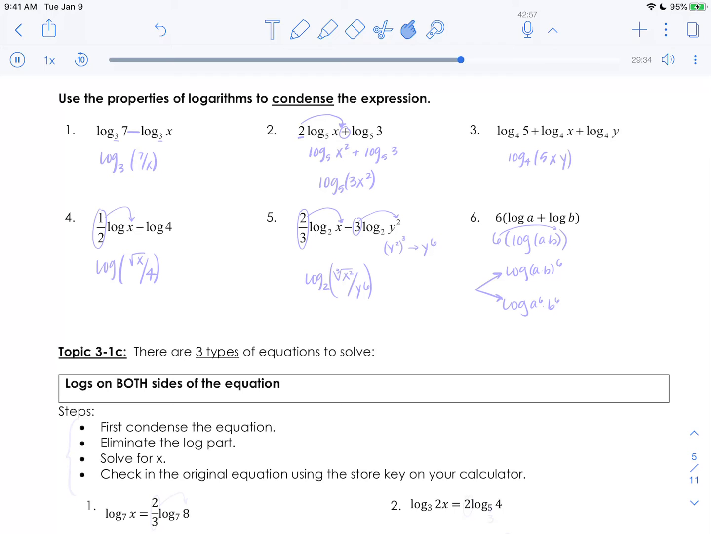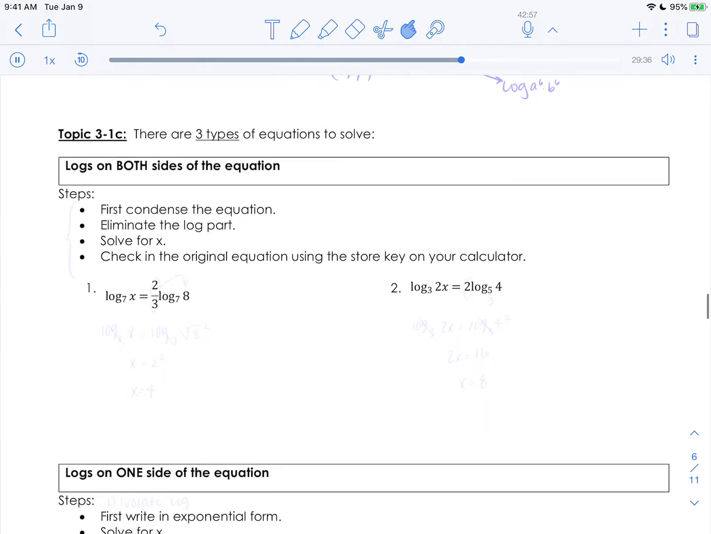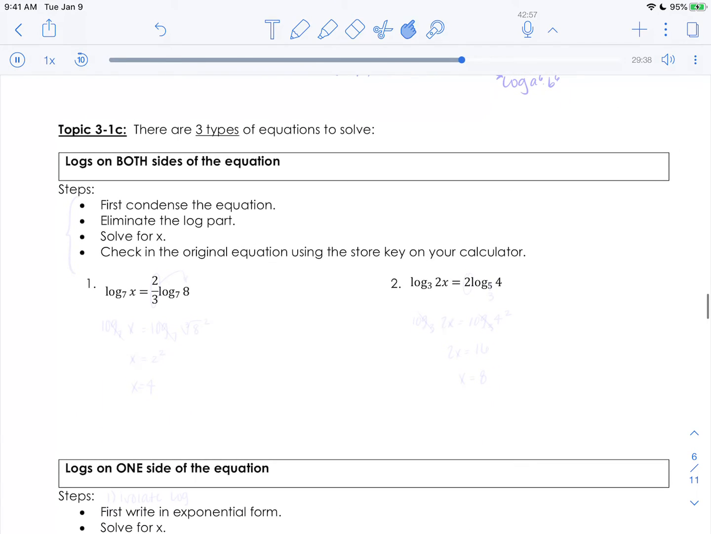All right, so now we're going to go through the 3 different types of equations that you'll have to solve. This first type is when we have logs on both sides. And these are our steps that we're going to follow right here.